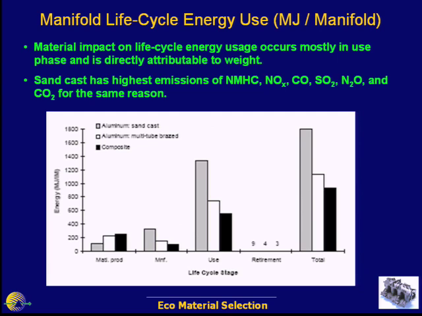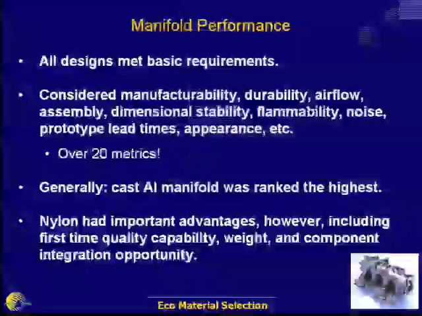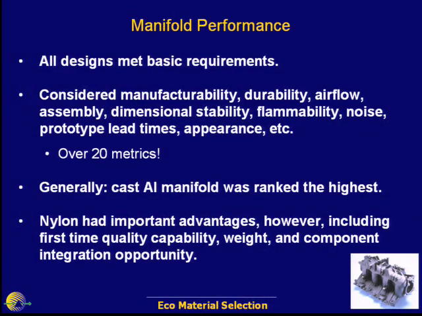Okay, now the performance, were they all equal? They all met the basic requirements. I mean, Ford wouldn't go through the bother of doing a life cycle assessment on the three systems if they all didn't work, right? So they all met basic requirements, but still they were rated, and they had over 20 metrics of quality and performance, including manufacturability, durability, the airflow, right? The material, friction factor, how these materials are actually produced are going to affect how that air is getting into the engine, and in turn the combustion characteristics, performance of the engine.